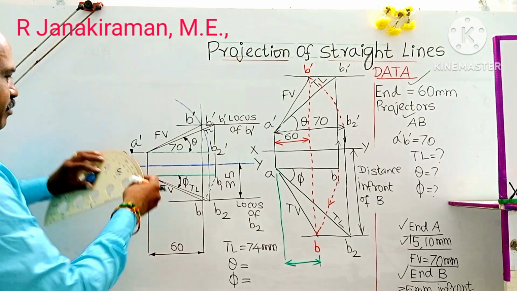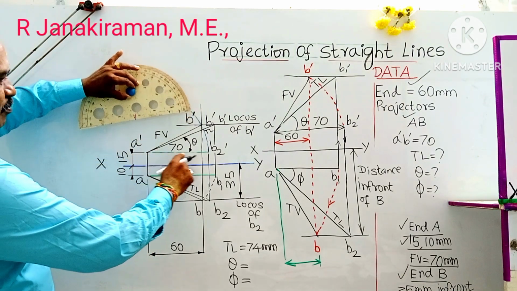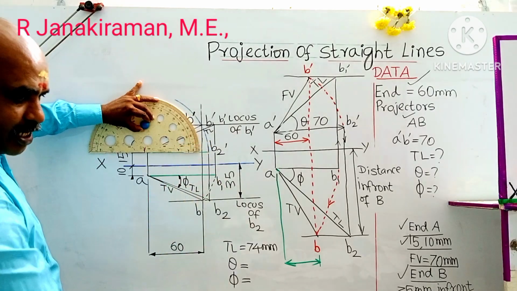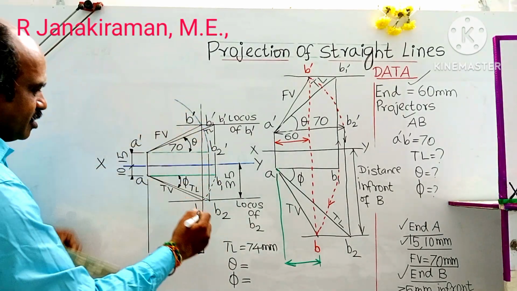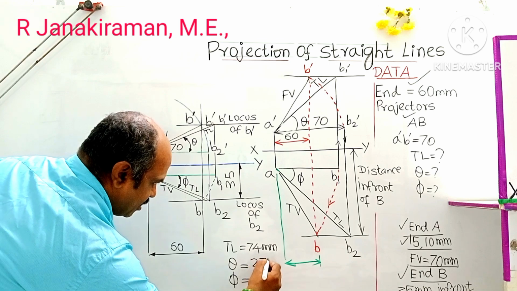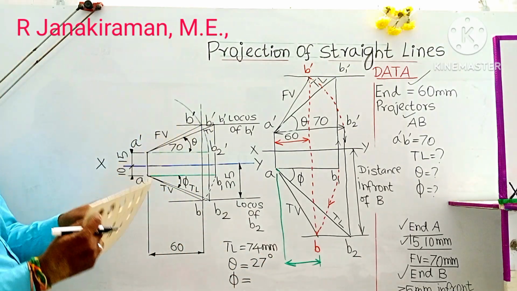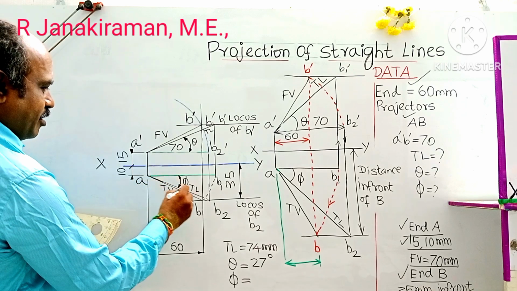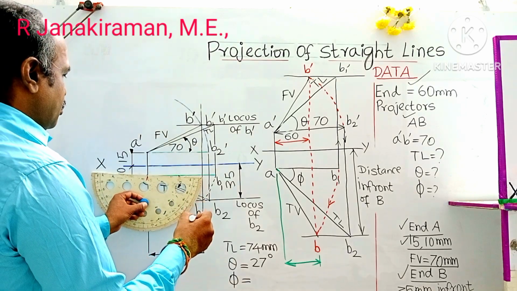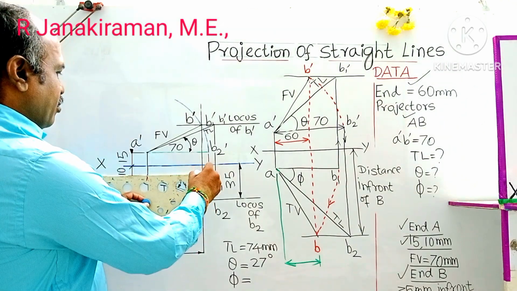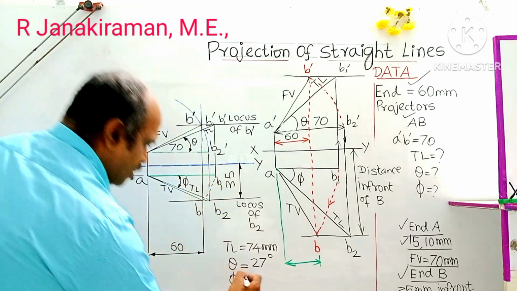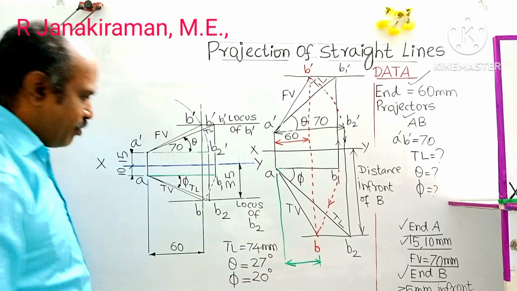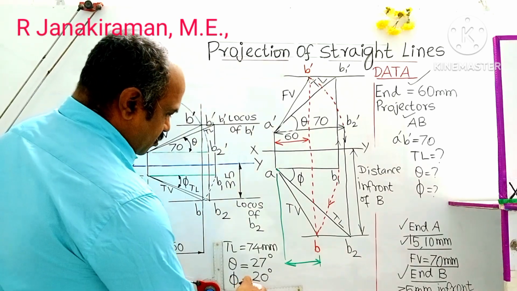So use your protractor, keep A dash as center with A dash B2 dash as horizontal. Read it upward: 0, 10, 20, it comes to 27 degrees. Similarly, turn your protractor with A as center and measure the angle with A B2. It comes to 20 degrees. Read downward: 0, 10, 20. So 20 degrees is obtained. Okay, this is our answer. So put a box around your answer.